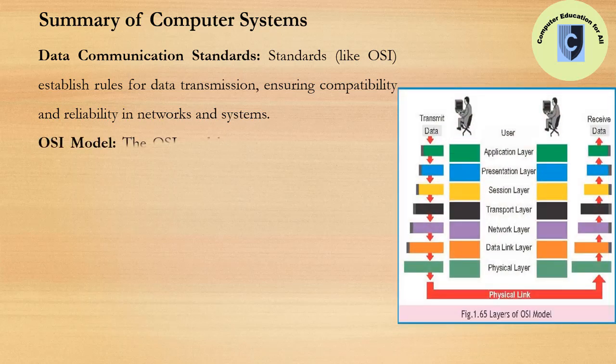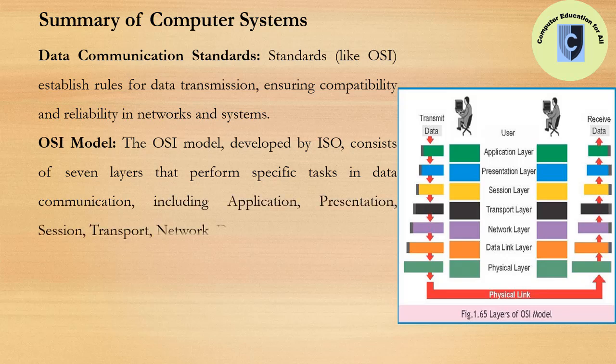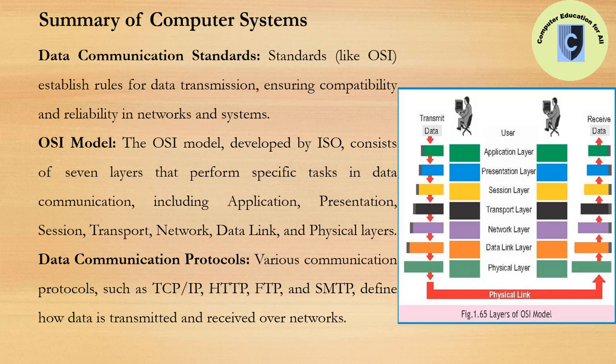OSI model. The OSI model, developed by ISO, consists of 7 layers that perform specific tasks in data communication, including application, presentation, session, transport, network, data link, and physical layers. Data communication protocols. Various communication protocols such as TCP/IP, HTTP, FTP, and SMTP define how data is transmitted and received over a network.